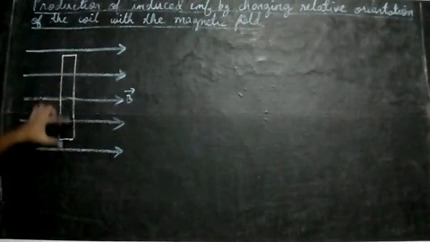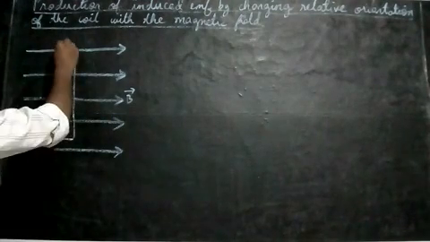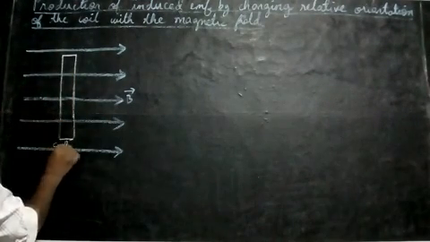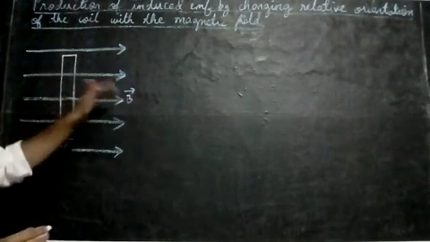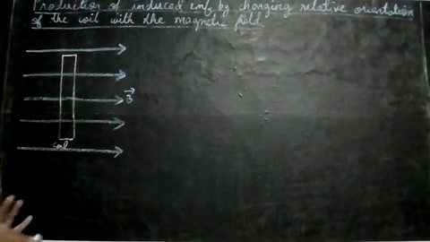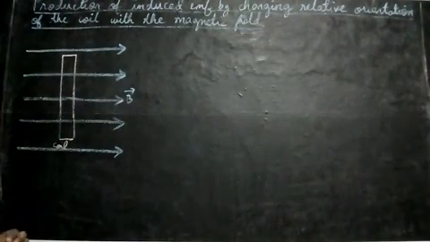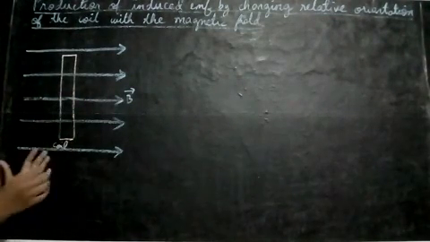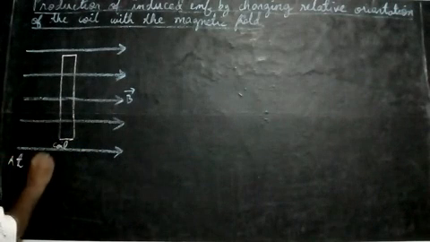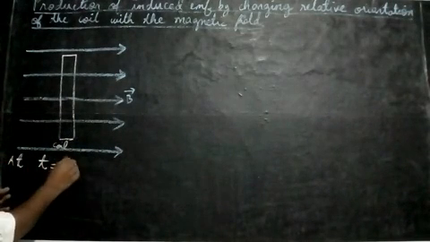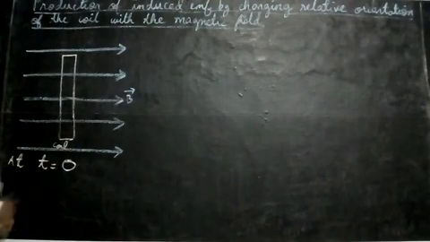So now we have a coil here. Draw the coil here, and this is the magnetic field B. It goes from left to right. This coil has n number of turns. Now let us see the initial time, that is at time t equal to 0 seconds.